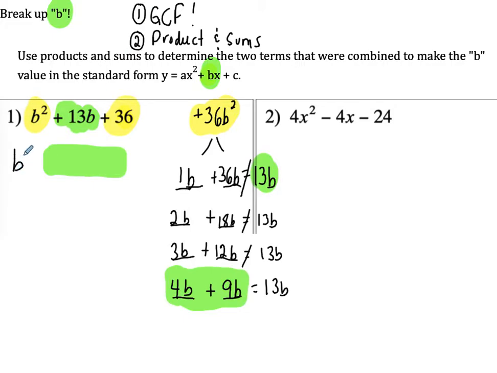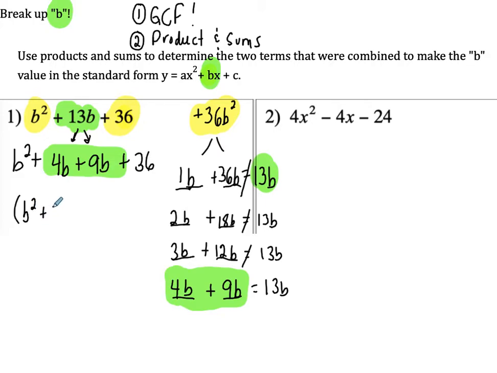I'm just going to bring down the first term, b squared, plus, and instead of 13b, I'm going to break it up into 4b plus 9b, and then I'll bring down the 36, straight from above. So what I've done was I've just taken this 13b and broken it into the two terms that were combined originally. Now I can go ahead and do some grouping.